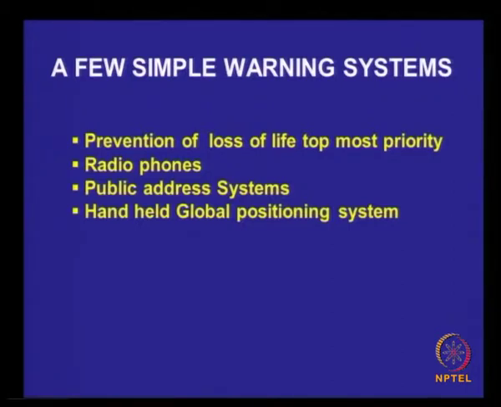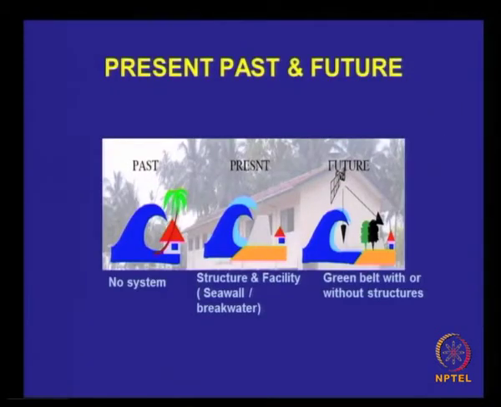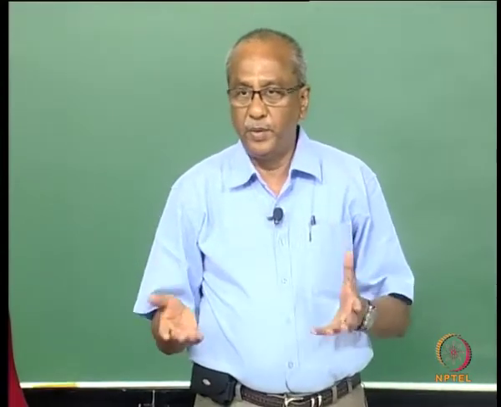So prevention of loss of life is the topmost priority; radio phones, public address systems, handheld GPS, all these things can be used. Then in the past and present structures and facilities, seawalls and breakwaters, we resorted only to structural measures. Now the future should be green belt with or without structures. That is the reason why I also showed the research studies on the green belt.